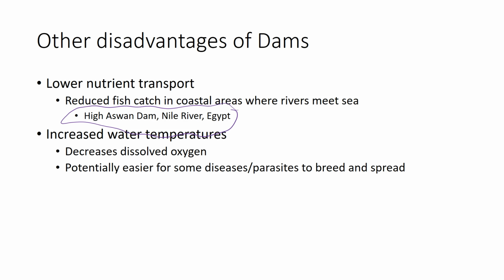And when you stop moving the water, right, so you put it in a reservoir, particularly in our hot climates, we're going to increase water temperatures. And with higher temperatures, we get decreases in dissolved oxygen, and it also makes it potentially easier for some diseases and parasites to breed and spread.